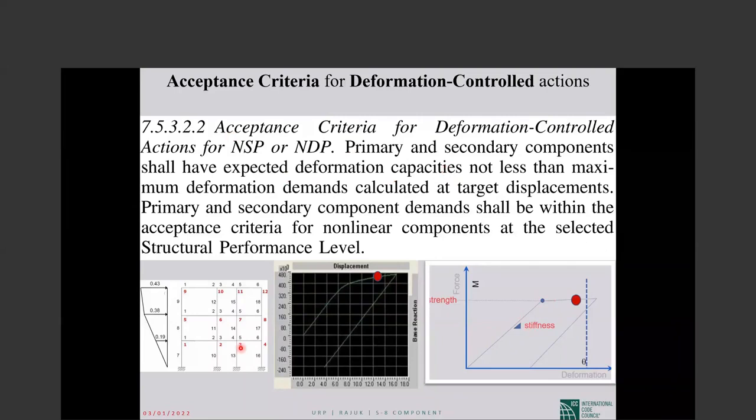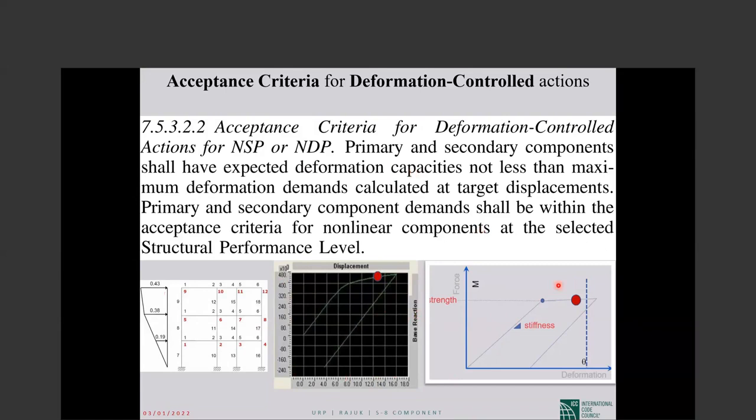So we push the building. This is the building in general. At this point, the target displacement, which is the top displacement of the building, the horizontal axis here is top displacement, the vertical axis is the base shear of the whole building. But in each deformation control element, the software gives how much the deformation is. And then we check with the deformation capacity.